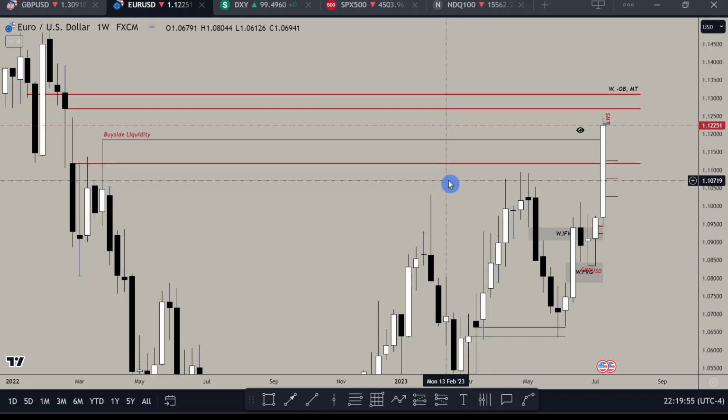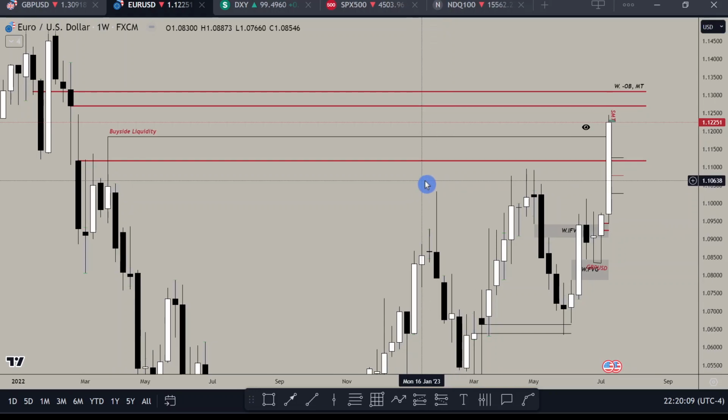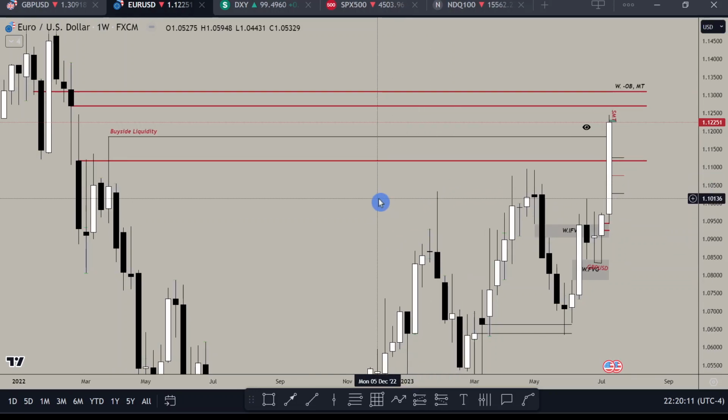Hello guys, in this lesson we are going to look at the weekly profile and then the daily profiles within the weekly profile. This week I was bullish on the euro dollar. I don't know if you guys did watch my weekly analysis video. I was bullish for this week. So before this weekly candle opened and just finished, I was bullish.